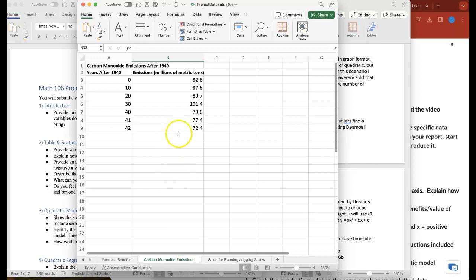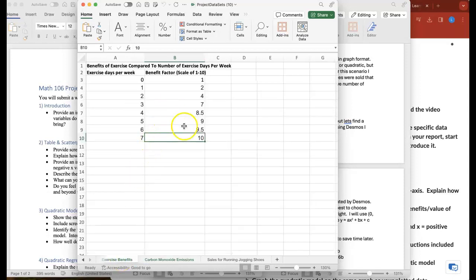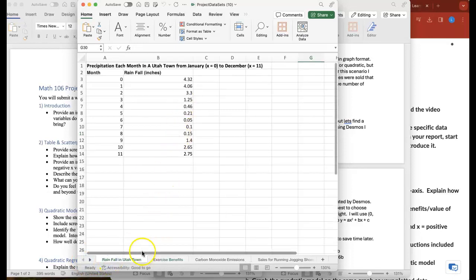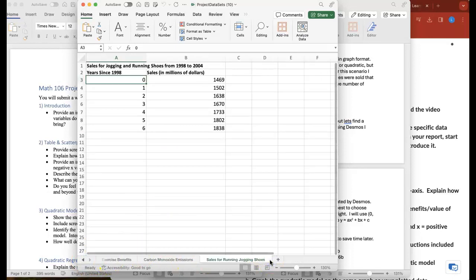Like if you're looking at carbon monoxide, like we said, we want to know in the future, is this going to continue to go down? Are we going to be able to undo the damage that we did? Or exercising benefit. I want to be able to share this data with other people to show them that if they exercise X number of days, there's going to be this great benefit for them. Or the first one, sorry, I have to click it over, the rainfall, knowing rain, well, how's that going to impact the weather, if I want to garden, if I want to do anything.